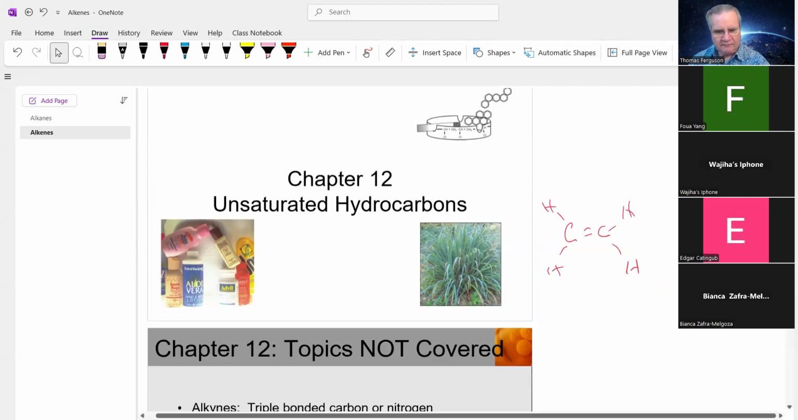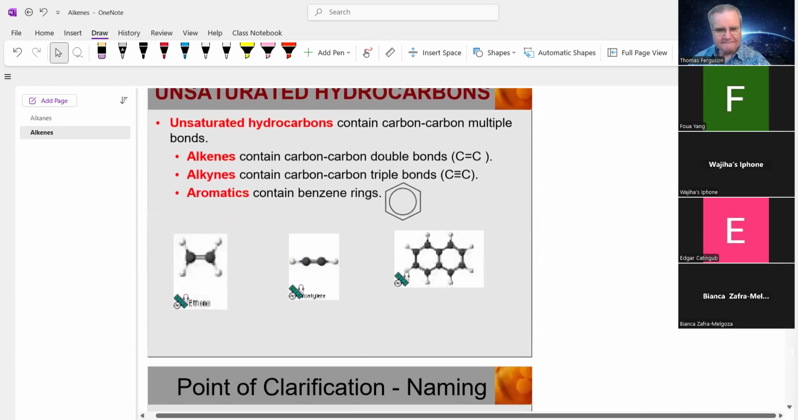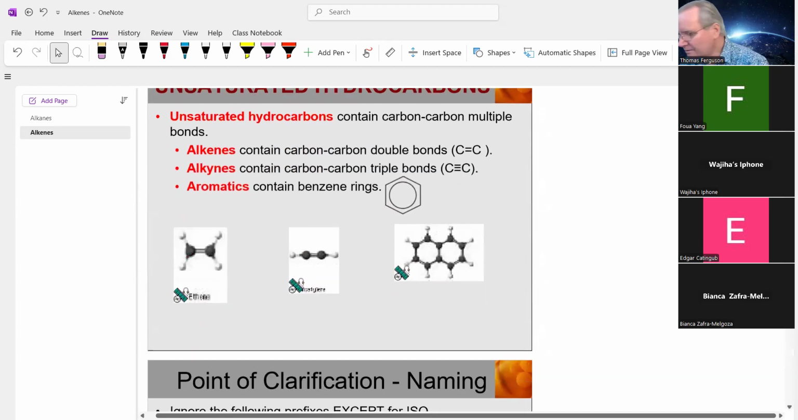With more than two carbons, typically you have some single carbon-carbon bonds thrown in there. Now, we're not covering triple bonded carbons or triple bonded nitrogen because none of them are in the body. This is an allied health strand of chemistry, so I'm not going to cover those. Also skipped are non-biological polymers, for example polyvinyl chloride, PVC. So those we're going to skip.